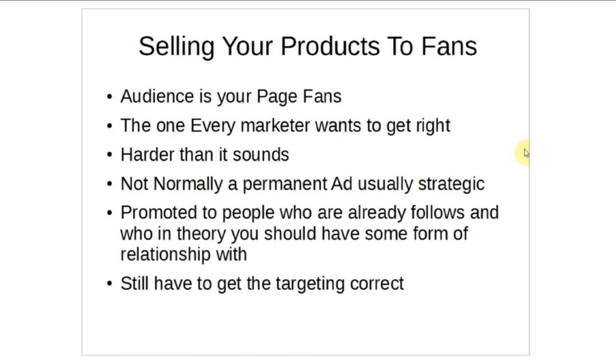When you are selling your product, you can do it in several ways. You can sell it direct to your fans, where the audience is your page's fans. This is one every marketer wants to get right, because you are assuming by this point you've taken them through a relationship building stage. So perhaps you've started out by advertising and getting them to like your page. Then you've built a relationship for a while and you've directed them towards your website. So they know you, they know what you offer, they're starting to trust you. Perhaps they've even signed up to your list.